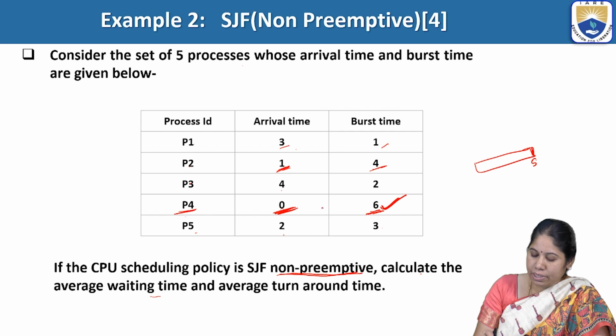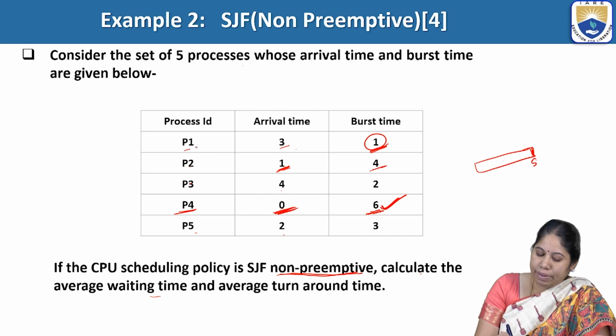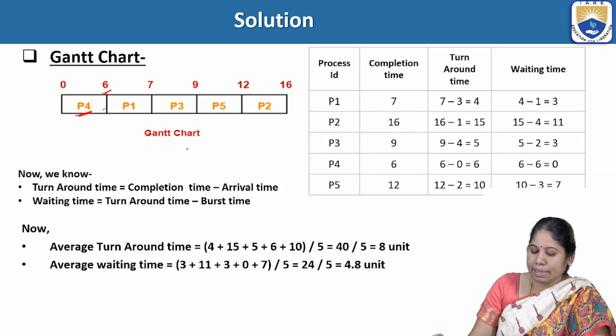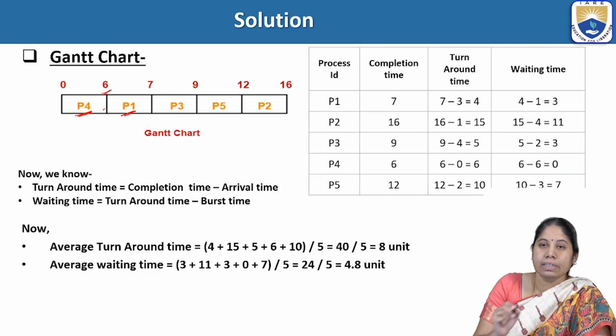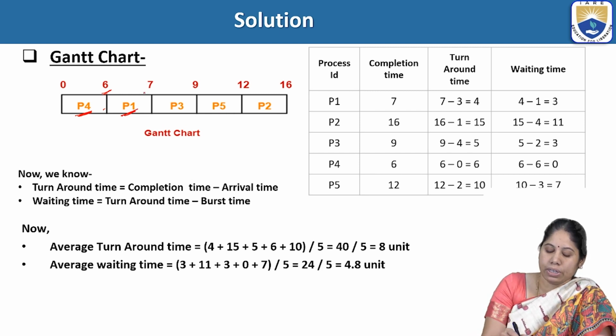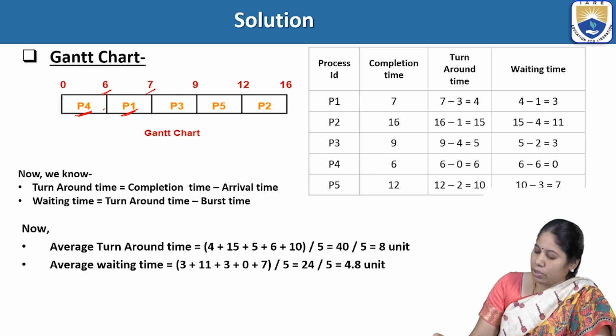Among these, you have to look at which one has the smallest burst time. That is P1, so P1 will get the CPU. What is the burst time for P1? 6 plus 1, 1 millisecond. P1 will take the CPU and complete its execution, so the time is now 7.